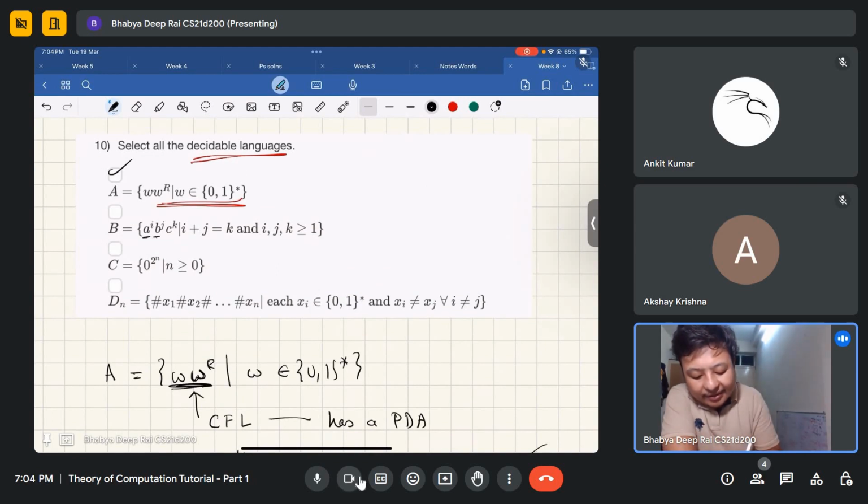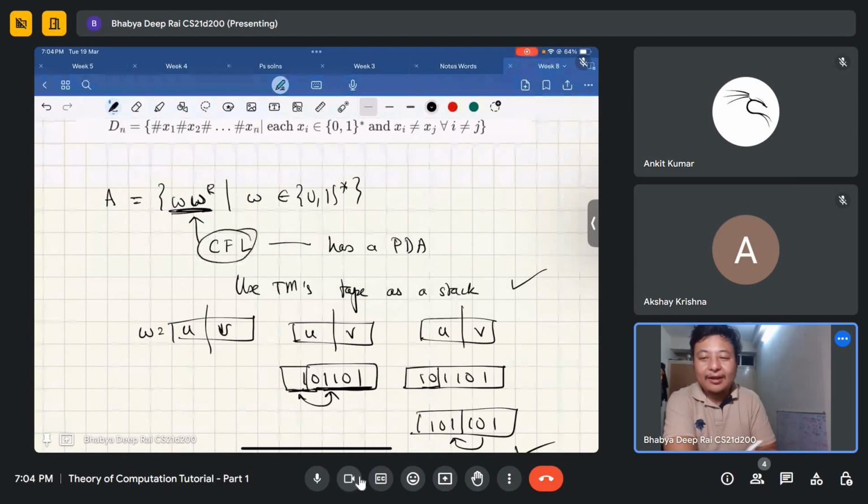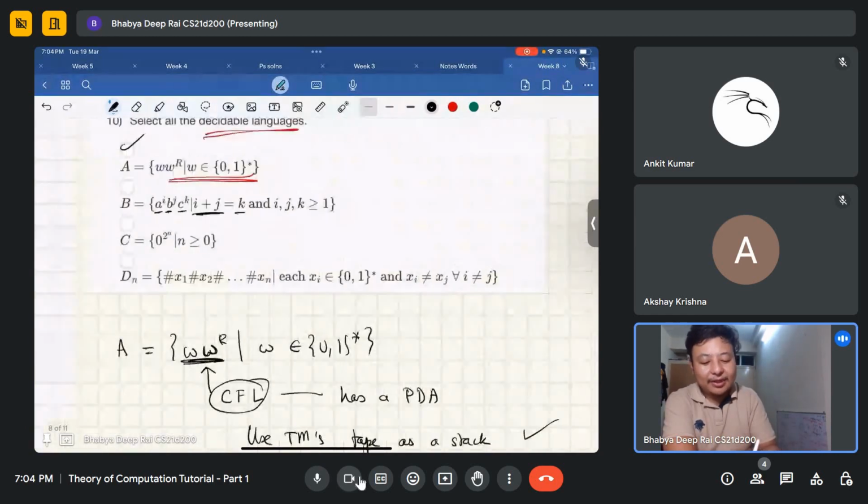A to the I, B to the J, C to the K. What it's saying is I plus J equals K. Now, same argument you can use here. It is a context-free language. I can use a stack. Okay, there is a way to do it. I'll keep increasing the stack and then decrease at the end and so on.